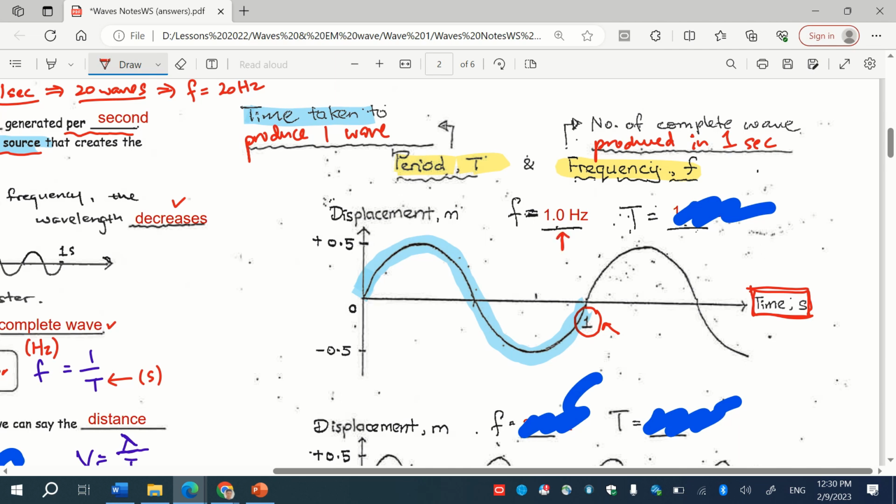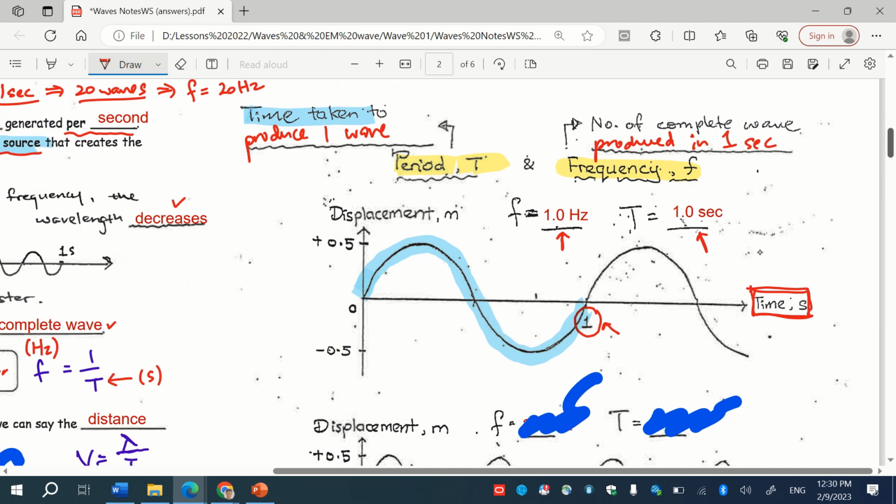Let's also look at the period for this wave. Period is the time taken for one wave. What is the time taken to produce one wave? The time taken is 1 second, so the period is 1 second also. Frequency is 1 hertz, because I see only one wave.